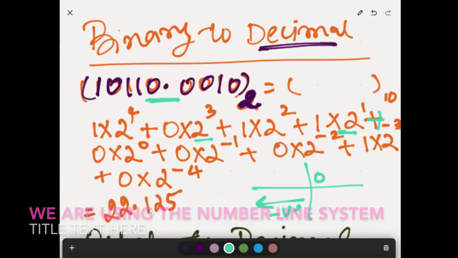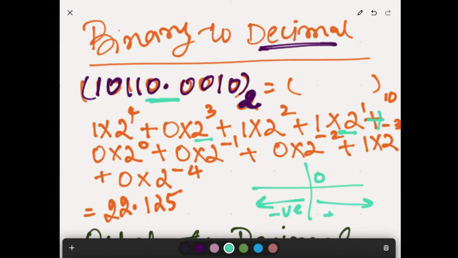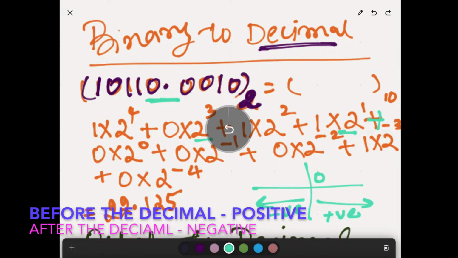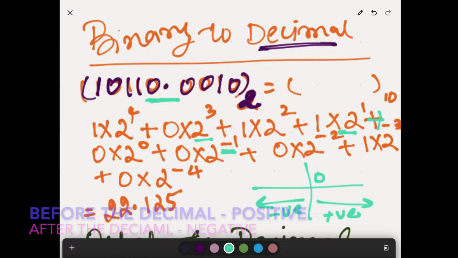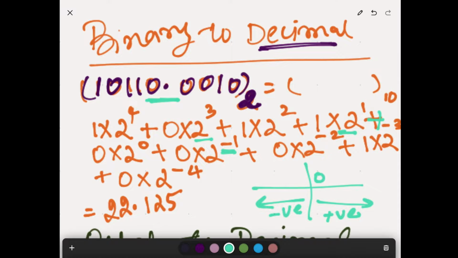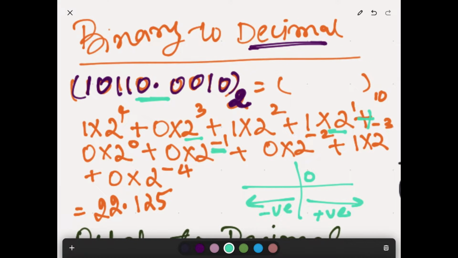To the left of 0 we have negative numbers, and to the right of 0 we have positive numbers. Here, before the decimal place we have all the positive powers, and after the decimal place we are going to have all the negative powers. So after 2 raised to the power 0 we will have 2 raised to the power minus 1. In this case it will be 0 into 2 raised to the power minus 1, plus 0 into 2 raised to the power minus 2, plus 1 into 2 raised to the power minus 3, plus 0 into 2 raised to the power minus 4.